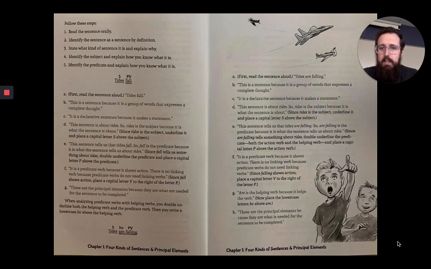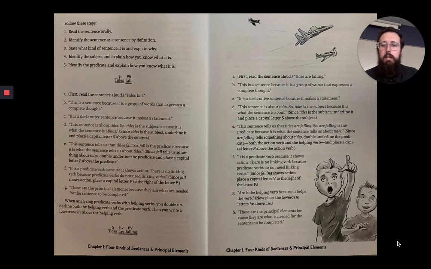This sentence tells us that tides fall. So fall is the predicate because that is what the sentence tells us about tides. Since fall tells us something about tides, we're going to double underline it and then place a capital P over the predicate. It is a predicate verb because it shows action.